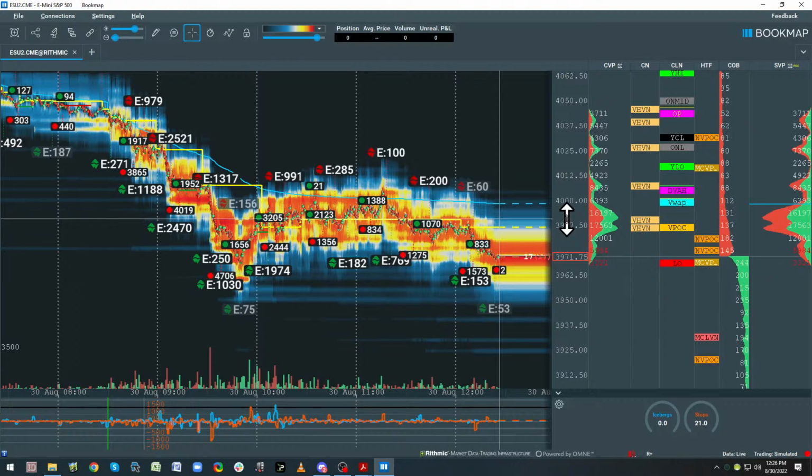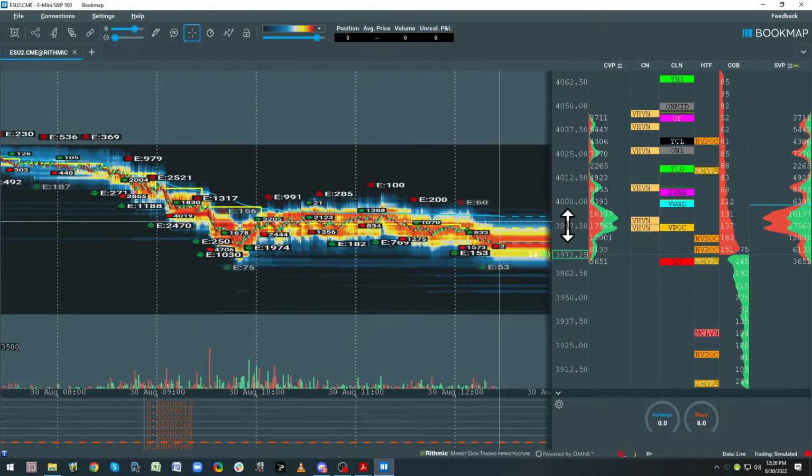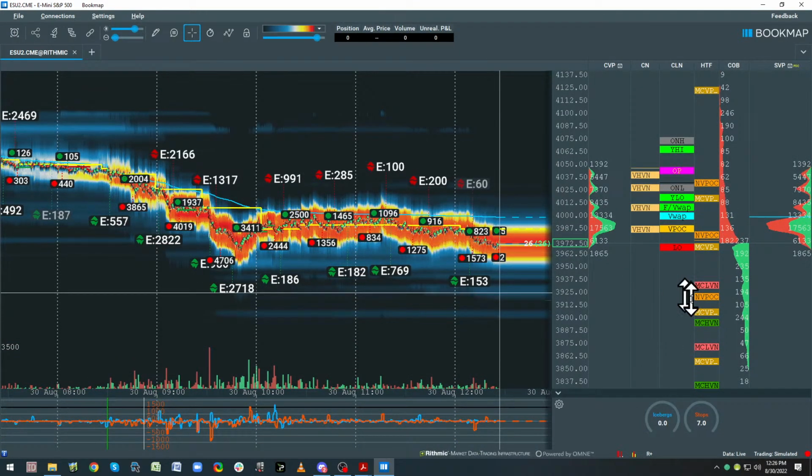Let me see, make sure I got our targets back out. And these are not recommendations, they're just structure. Around 3910, 3900 would be a potential target down here. Yeah, down in here.